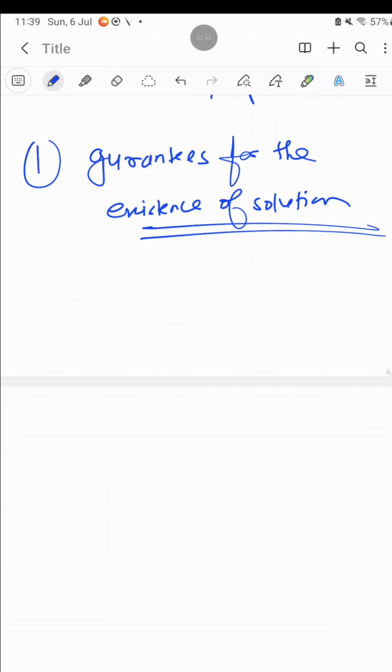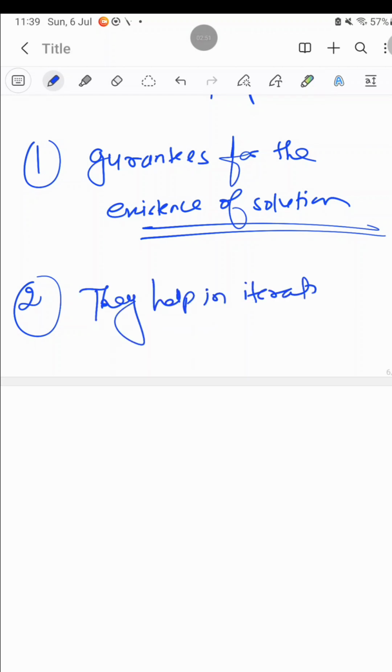Second, they help in iterative methods. Many algorithms converge to a fixed point.